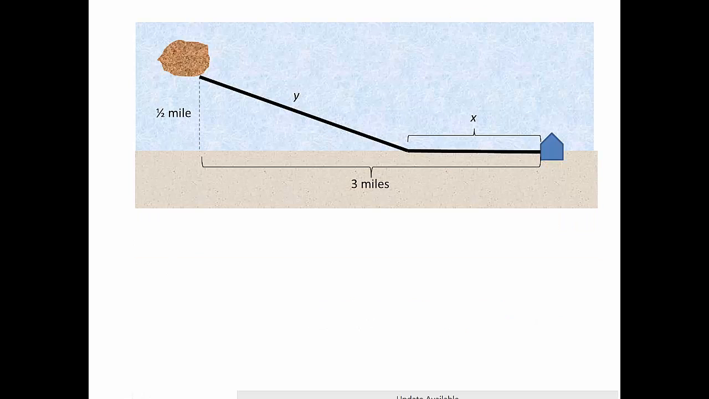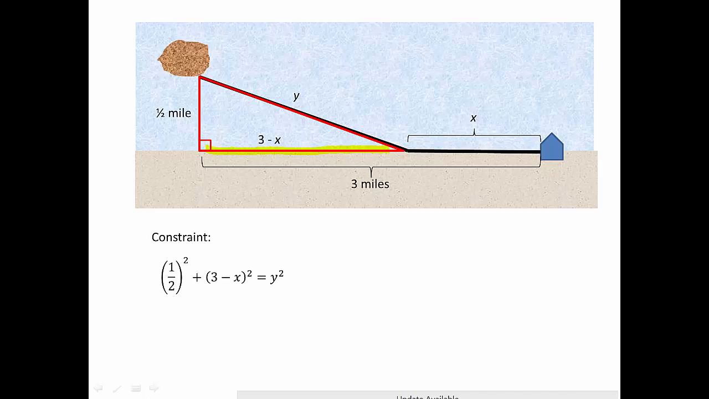All right, so we go back to our picture. We notice that we can label this length right here 3 minus x. And we have a right triangle right there, which is great because that allows us to come up with a constraint from Pythagorean theorem. And that's exactly what we're going to do. (1/2)² + (3 − x)² = y². And we can solve for y with that.